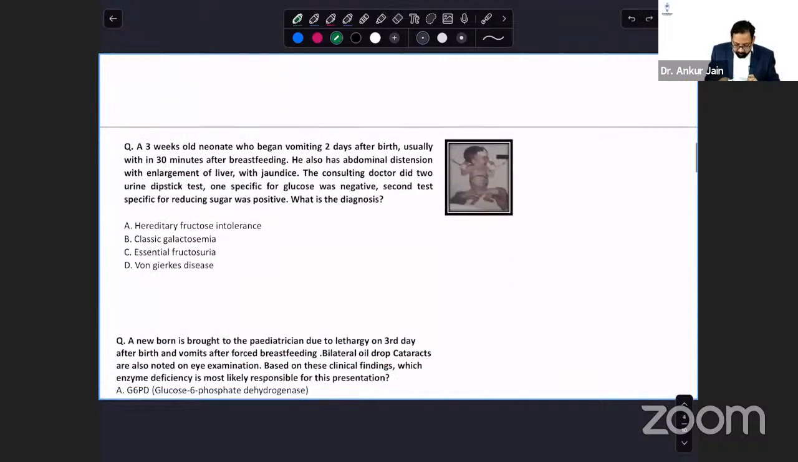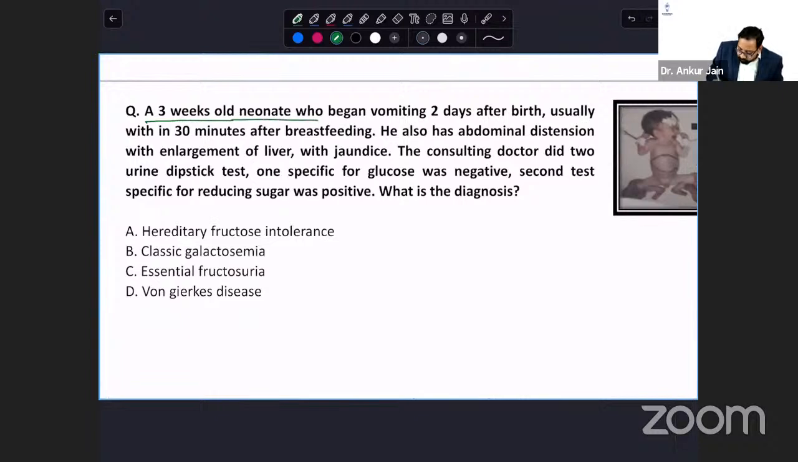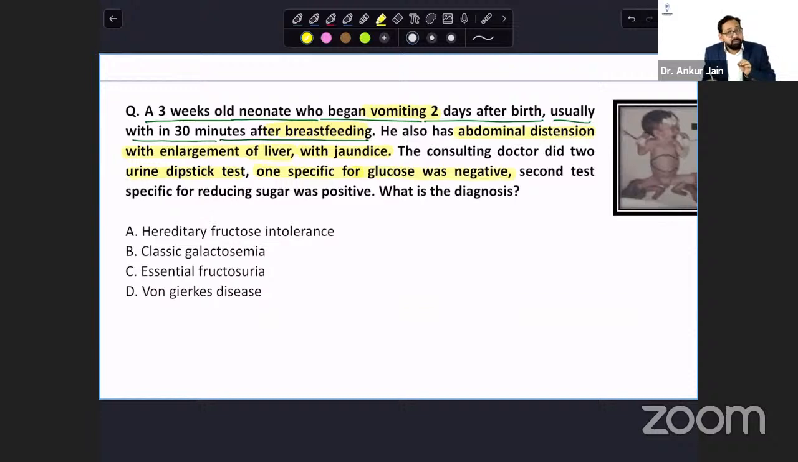Now we will discuss a clinical scenario. A 3-week-old neonate began vomiting 2 days after birth, usually within 30 minutes after breastfeeding. So the relation with breastfeeding is there, vomiting is there. He has abdominal distension with enlargement of the liver, hepatomegaly, and jaundice. The consulting doctor did 2 urine dipstick tests. One specific for glucose was negative. Definitely the urine does not have glucose. It has galactose. But the second test, for reducing sugar, was positive.